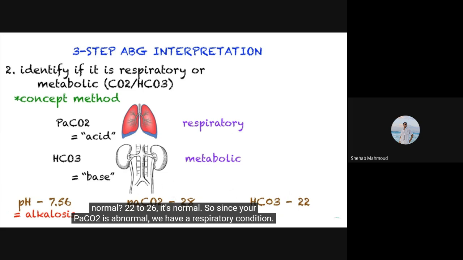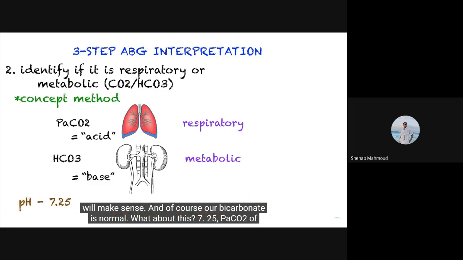So since your PaCO2 is abnormal, we have a respiratory condition. Therefore, it's respiratory alkalosis. And if you look at the PaCO2, we don't have enough acid in our blood. That means it's making our blood more basic. So respiratory alkalosis will make sense. And of course, our bicarbonate is normal.